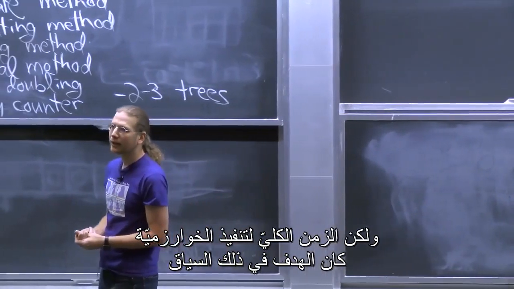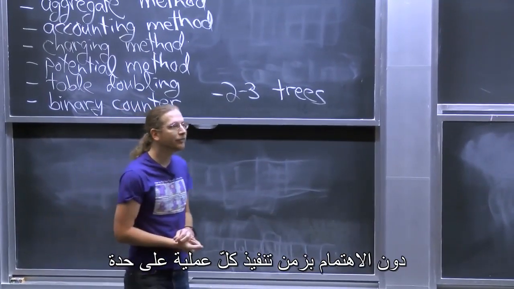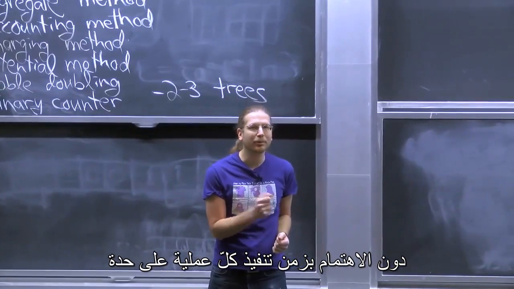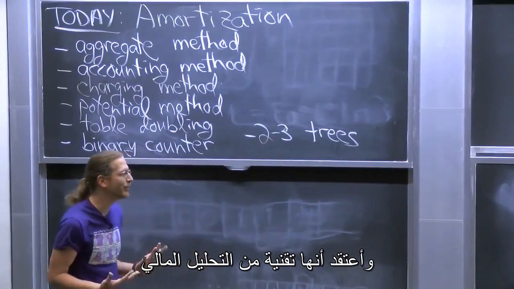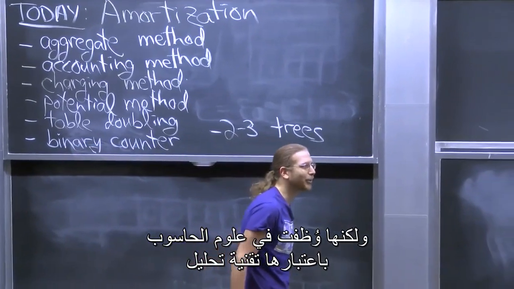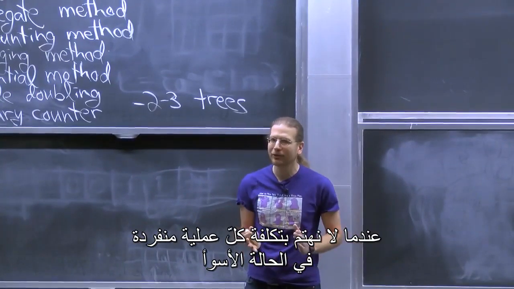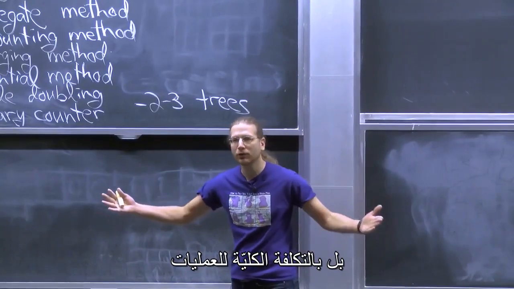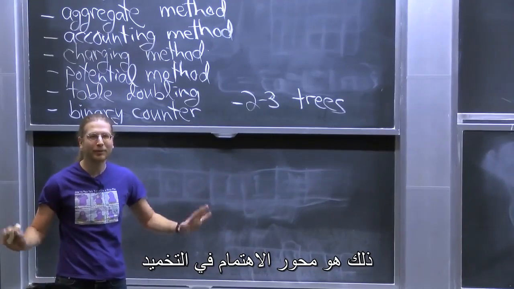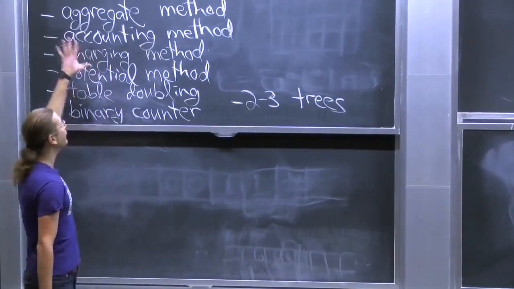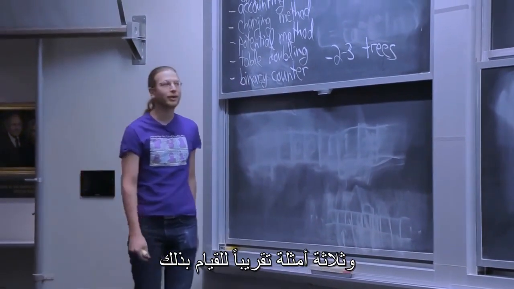But the key thing in that context is that you cared about the total running time of the algorithm, less than you cared about the individual running time of each operation. And that's what amortization is about. It's a technique from financial analysis, but we've appropriated it in computer science as an analysis technique to say, let's not worry about every single operation's worst case cost. Let's just worry about the sum of all the operations' cost. That's the whole idea of amortization, but there are a lot of different ways to do it. We're going to cover 4 different methods for doing it and 3-ish examples today.